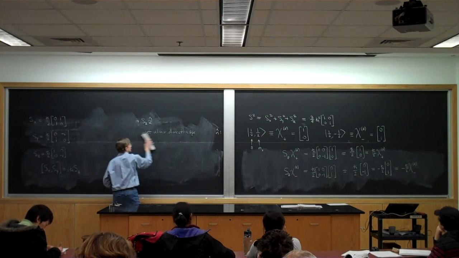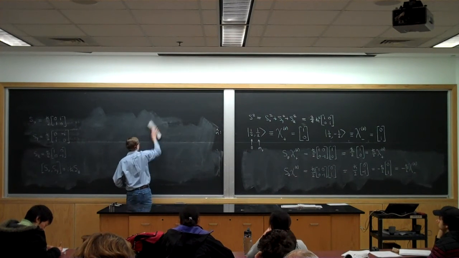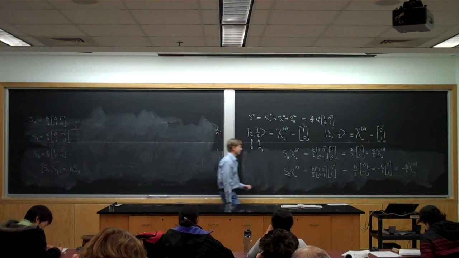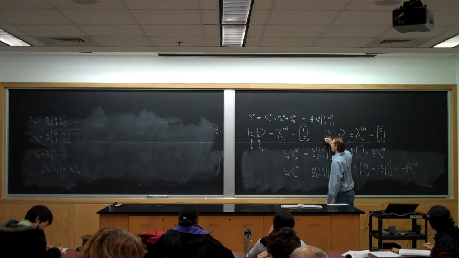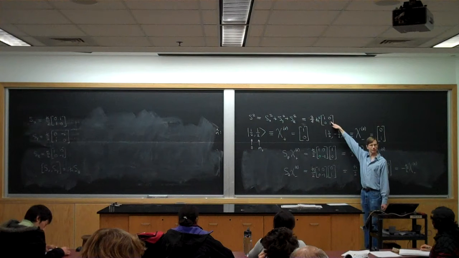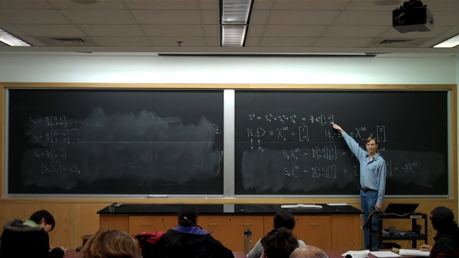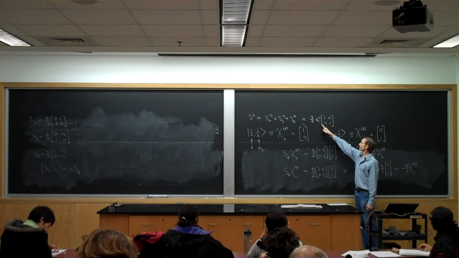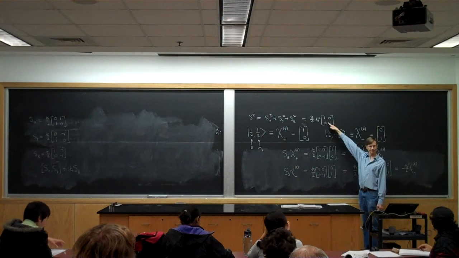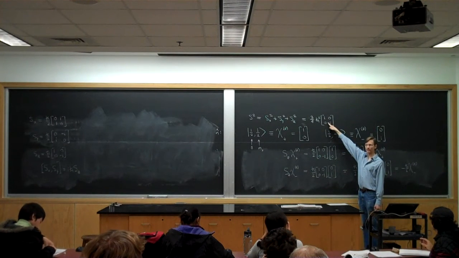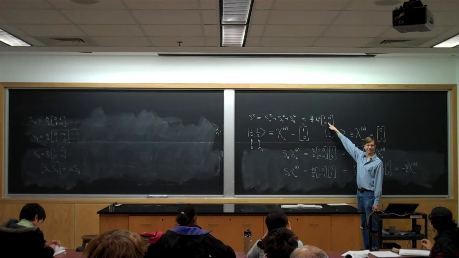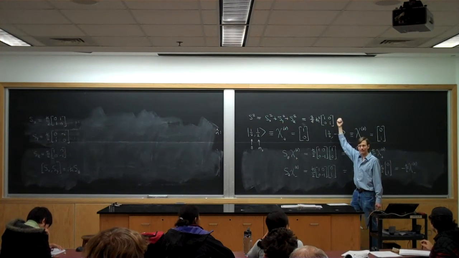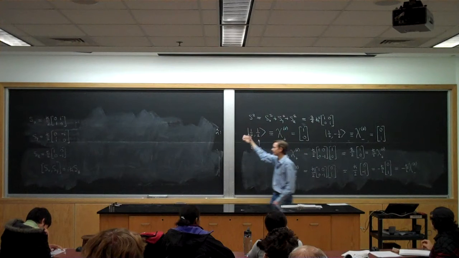Meanwhile, are those guys eigenvectors of s squared? Well, s squared is 3/4 h bar squared times the identity. Is there any vector which is not an eigenvector of the identity? No, because identity times any vector gives the vector back.